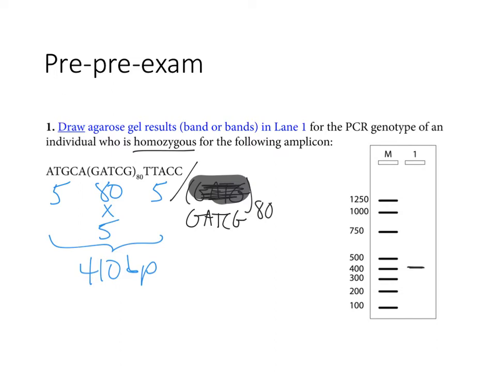Yep. So each chromosome, both of the chromosomes, homozygous, they're exactly the same length. 5 nucleotides on either side of a 400 base pair sequence that's just repeats of 5 nucleotides over and over and over again. All right. Other questions about this?